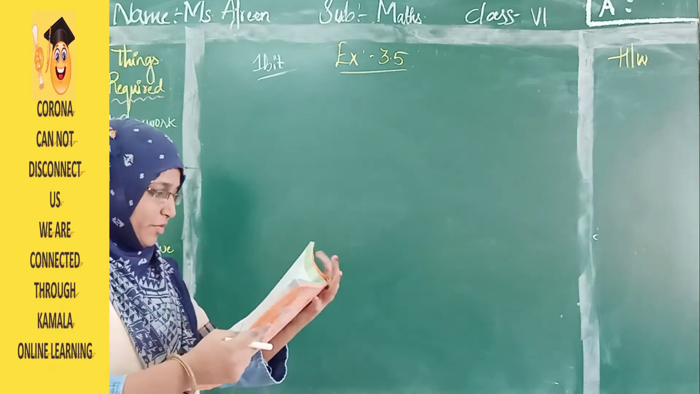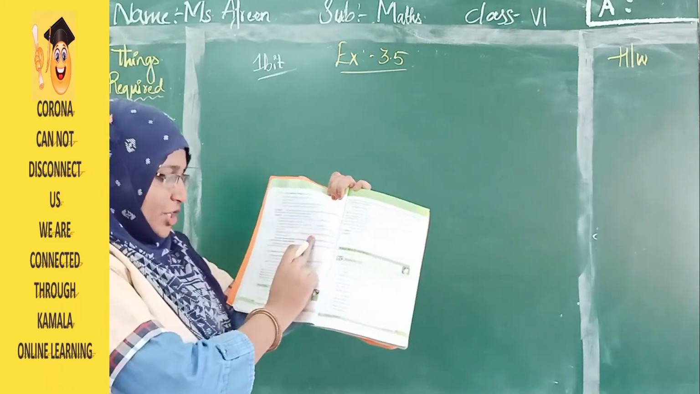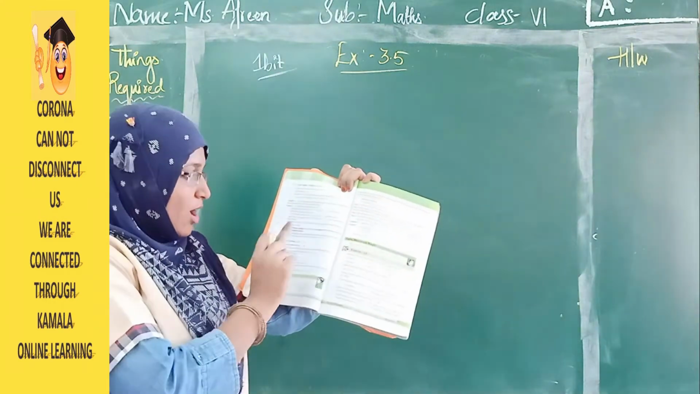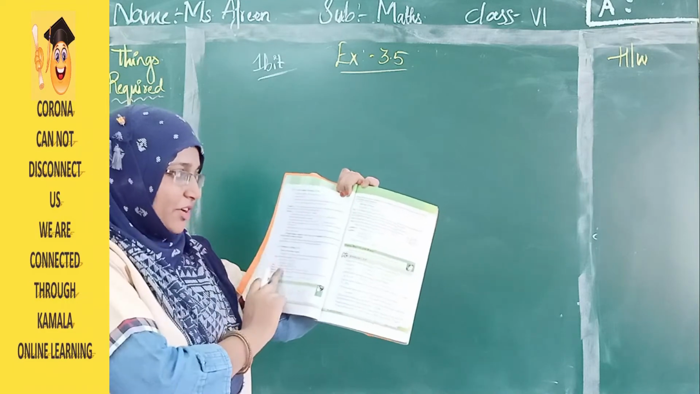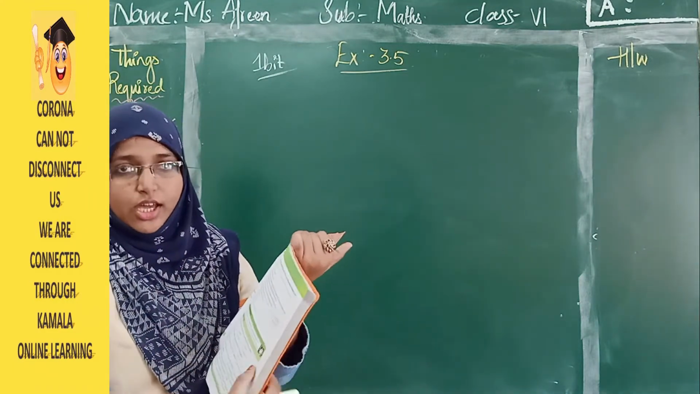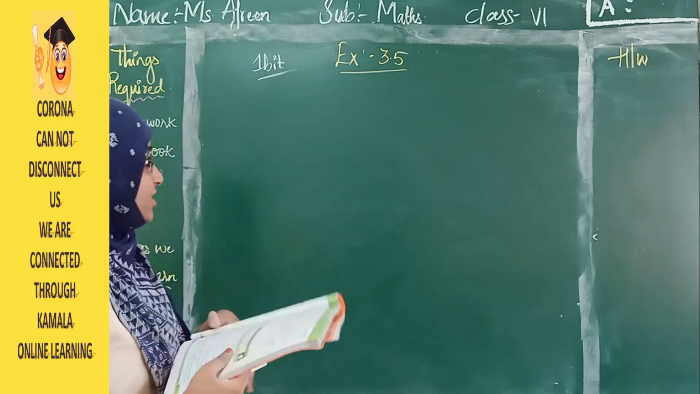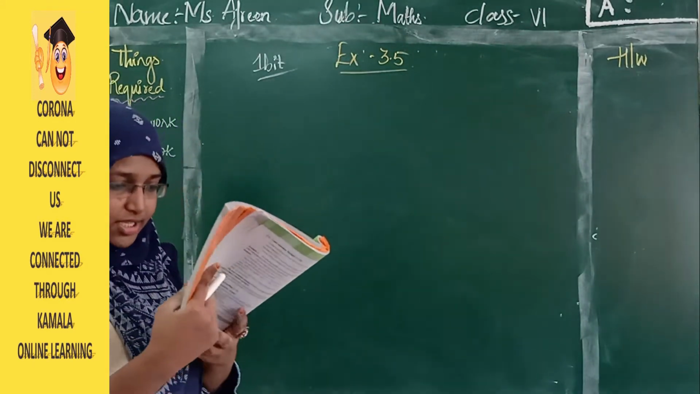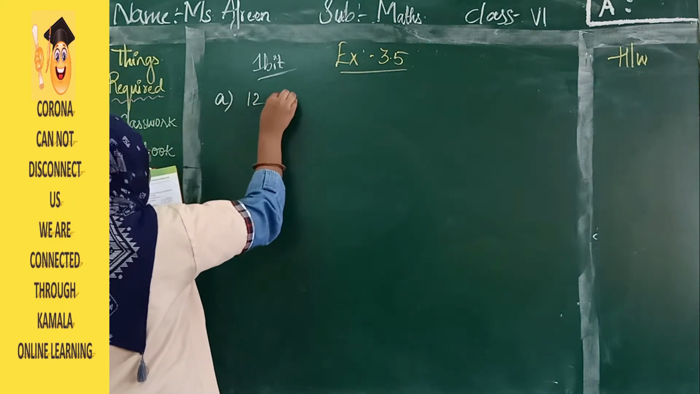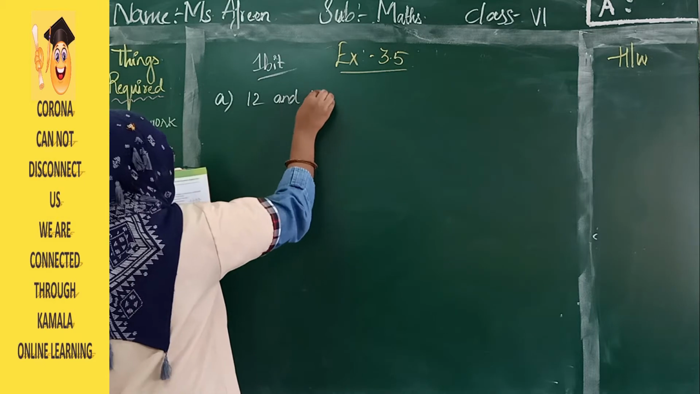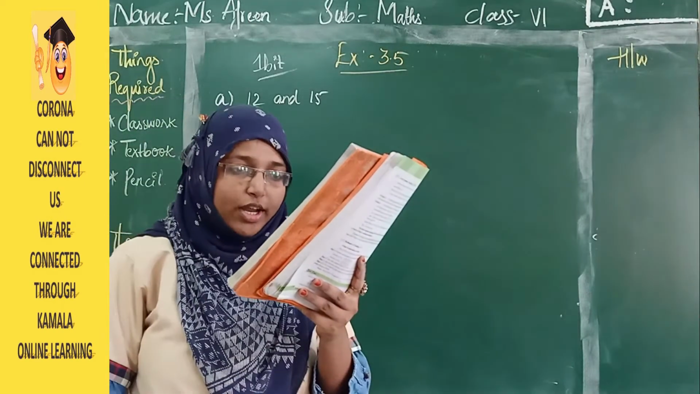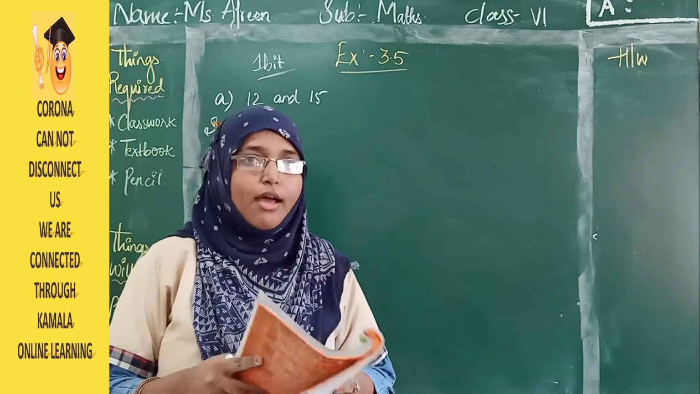So see students, before starting, you are writing the definition. You are writing that there are three methods: the common multiple method, the prime factorization method and the division method, with an example for each method. Let us start with Exercise 3.5, first row, 12 and 15. Let's see what the question is and what we need to find. Find the LCM of the following numbers by the prime factorization method.